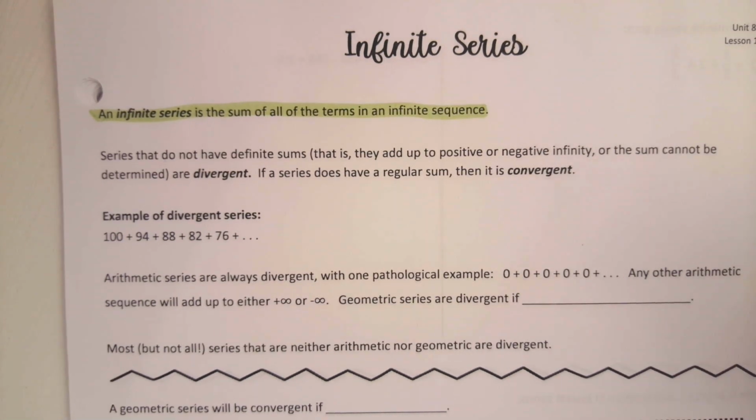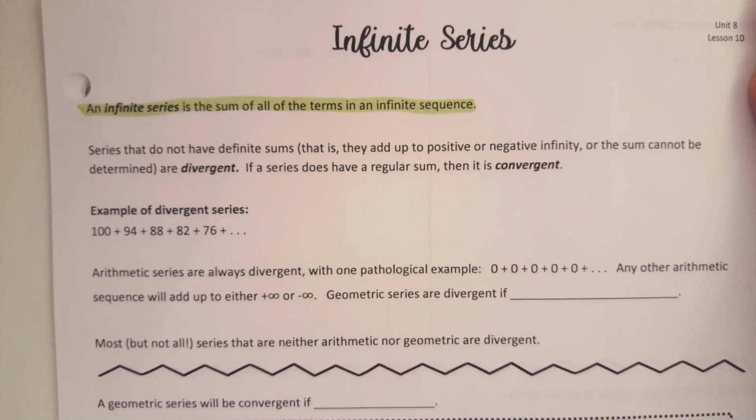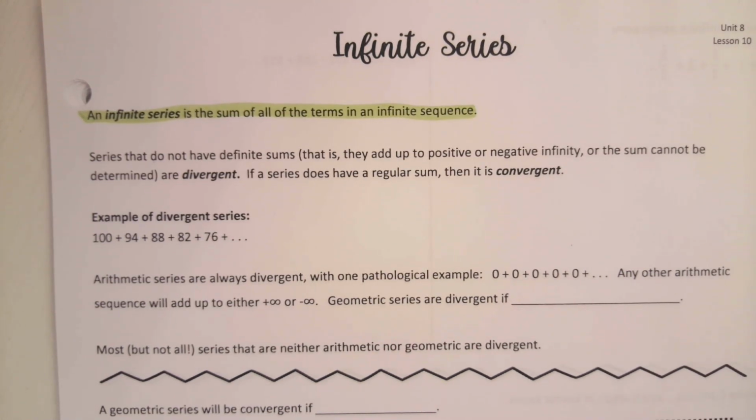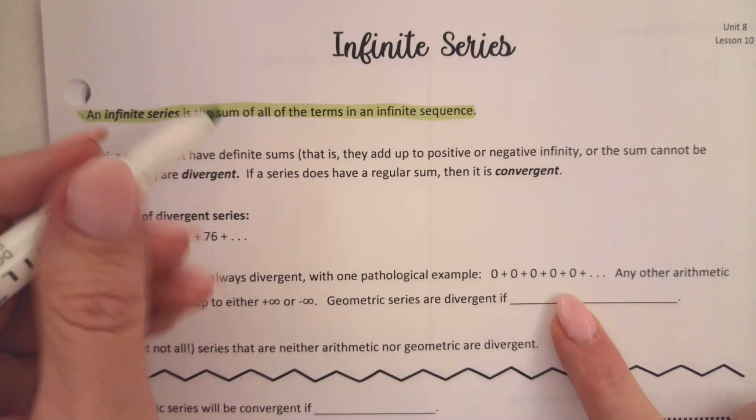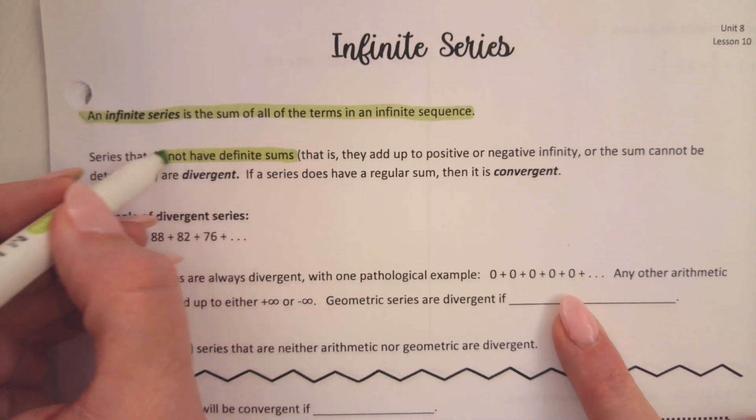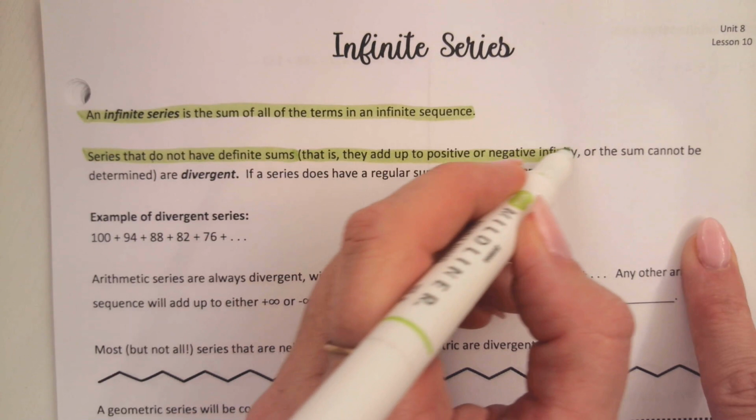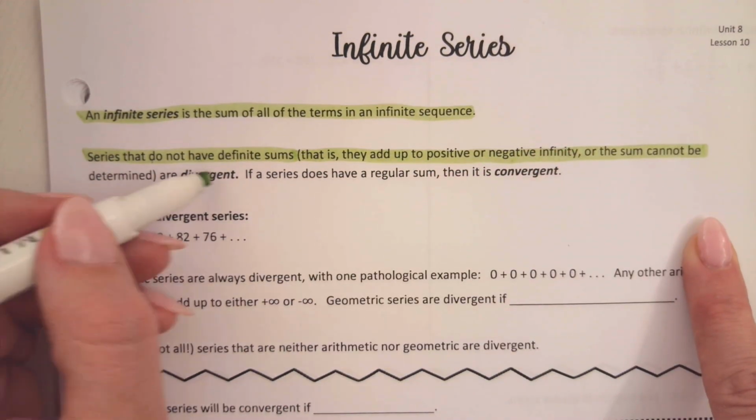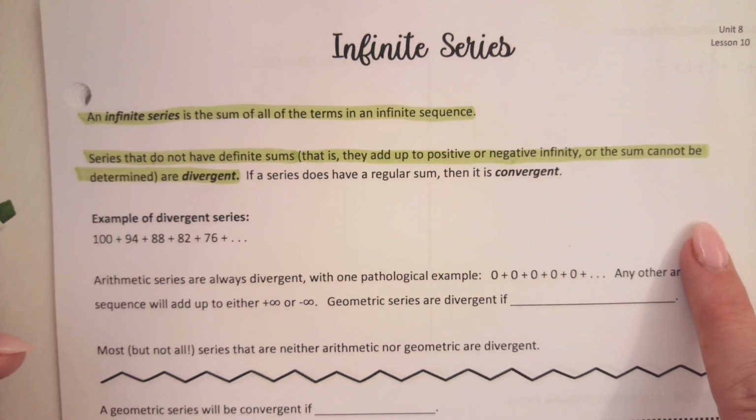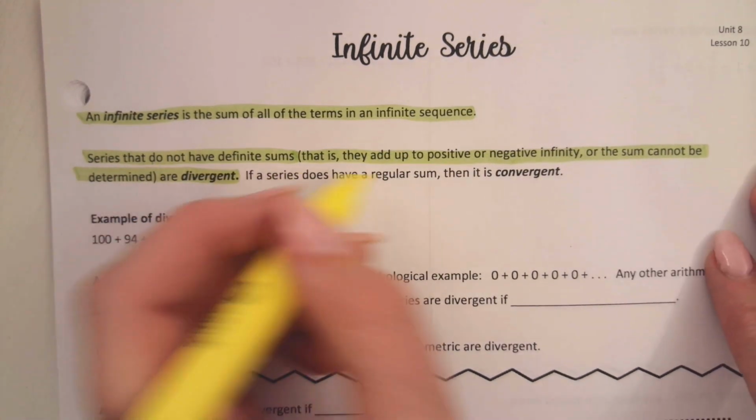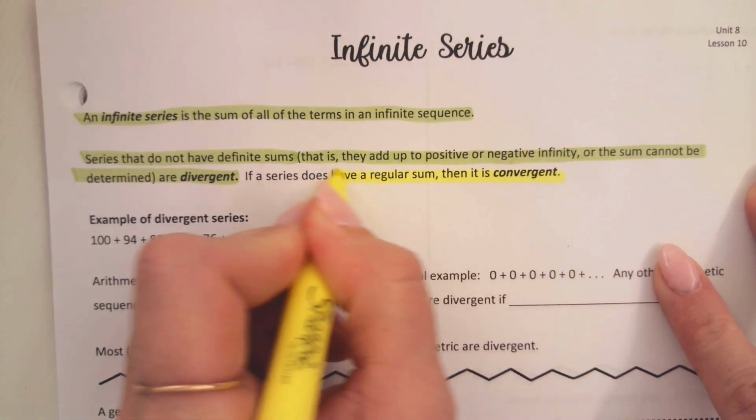Okay. There's two types of infinite series. The first type is called divergent. Divergent are series that don't have definite sums because they add up to either positive or negative infinity, and so the sum can't be determined. Usually I just write positive or negative infinity. And then the other type, the type that does have a definite sum, a regular old sum, is called convergent.